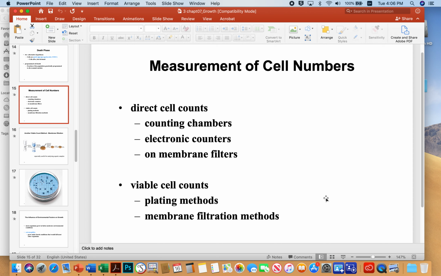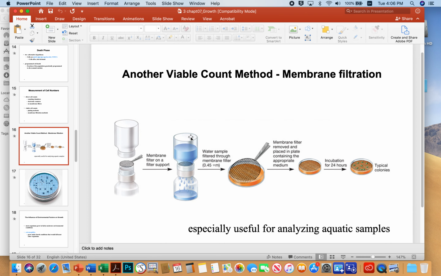The viable cell counts include various plating methods and membrane filtration methods, which I'll mention in the next slide. So here's a membrane filtration method. In this particular case, you've got a membrane filter apparatus and a water sample, for example, that's run through these 0.45 micron filters. You can have smaller filters than this that could catch smaller microbes, because some microbes could pass right through that. Anyway, you grab this filter with sterile tweezers and apply that to a petri plate containing some kind of nutrient media.